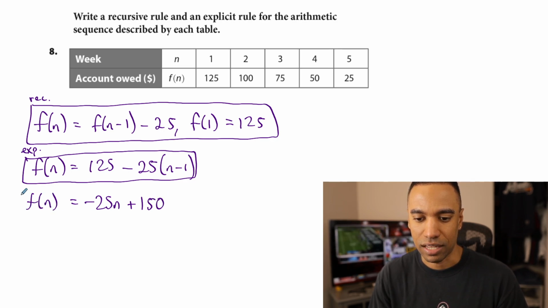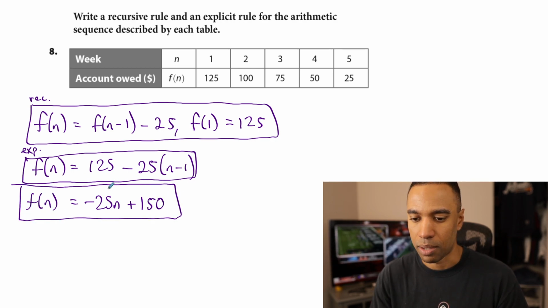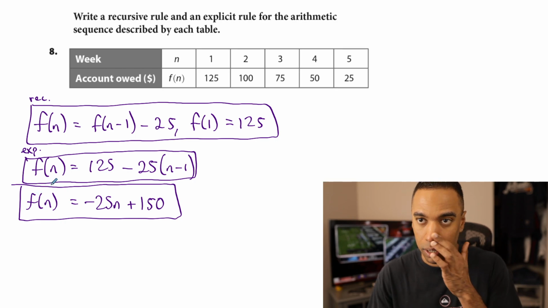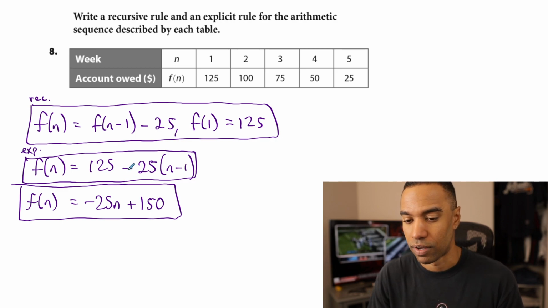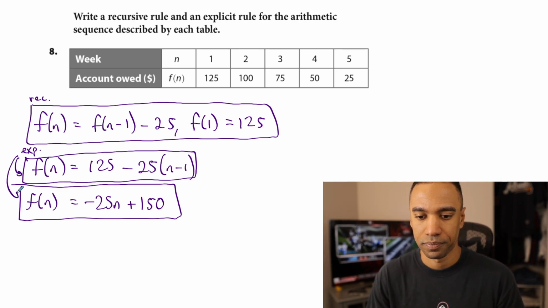And again, I want to give it that slope-intercept form look, that y equals mx plus b look. It's not required, but I'm always going to write it that way. You might write 150 minus 25n. That's fine. These are both explicit.